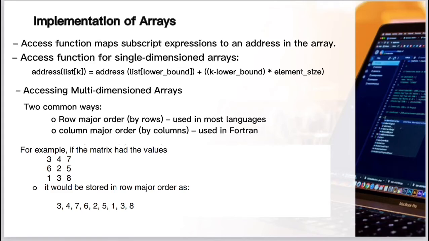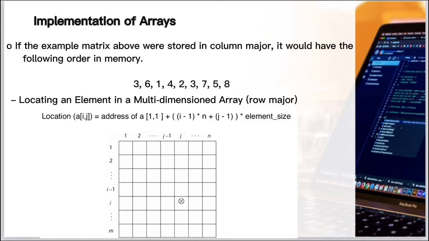For example, if the matrix had the values 3, 4, 7, 6, 2, 5, 1, 3, 8, it would be stored in row major order as 3, 4, 7, 6, 2, 5, 1, 3, 8. If the example matrix above were stored in column major, it would have the following order in memory: 3, 6, 1, 4, 2, 3, 7, 5, 8.